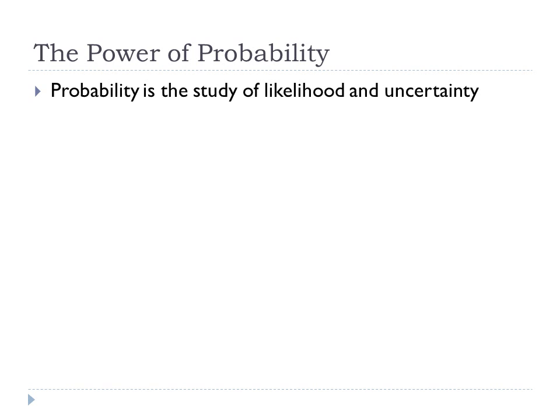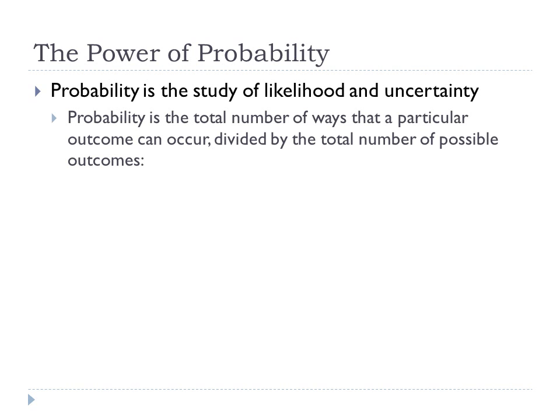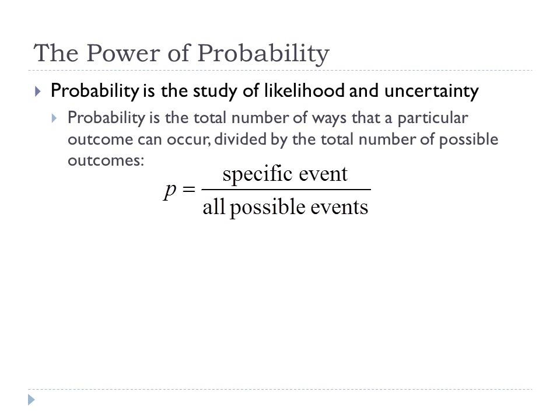There's a certain chance that it will happen, and how do we put a number on how likely that chance is? If we want to get mathematical about it, probability is the total number of ways that some particular event or outcome can occur divided by all of the different possible outcomes. So we're interested in one specific outcome out of a whole range of possible outcomes, and we take the number of ways that one outcome can occur divided by all the possible outcomes, and that gives us the probability.